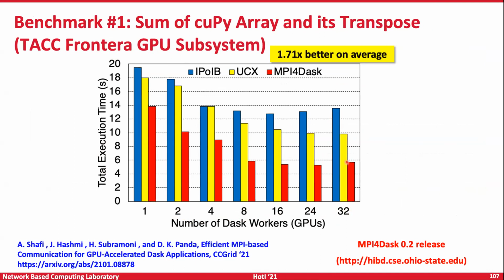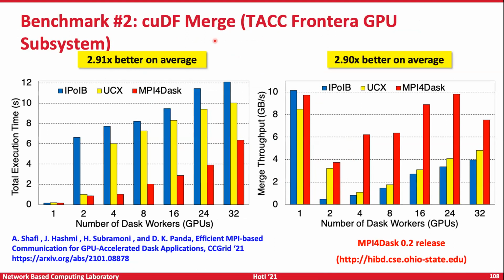As you can see, the MPI communication device, the red bar, is outperforming all the other ones. The gains are less pronounced because they differ from system to system. They're like 1.71 times better on average than the UCX communication device. This is another application, cuDF merge, and these are the results on the TACC Frontera GPU system. As you can see, we are performing like 2.9 times better on average than the UCX based communication device.